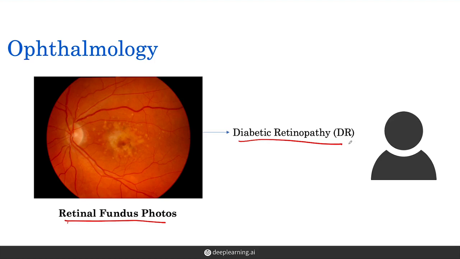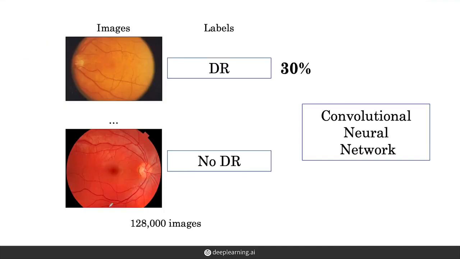Currently, detecting DR is a time-consuming and manual process that requires a trained clinician to examine these photos. In this study, an algorithm was developed to determine whether patients had diabetic retinopathy by looking at such photos. This study used over 128,000 images, of which only 30% had diabetic retinopathy.